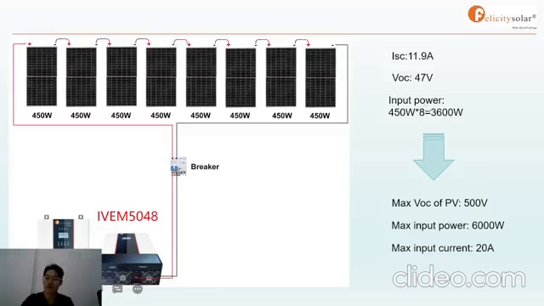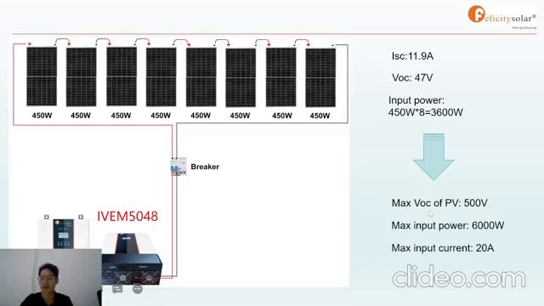And we can calculate the input power. The max input power generated from these panels is 450 times 8, that's 3,600 watt. That's the max power these panels can generate. And next, below is the data of the MPPT solar charge controller of the IBM 5048.